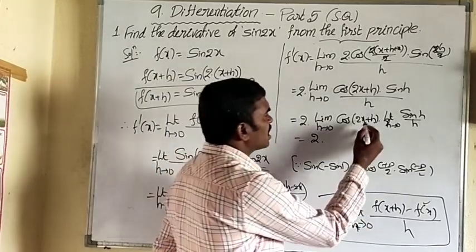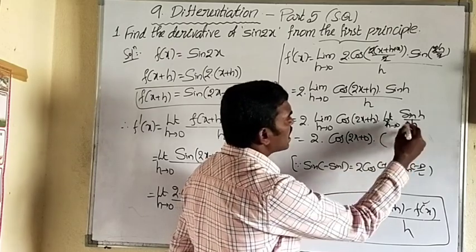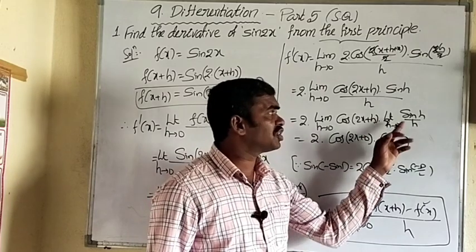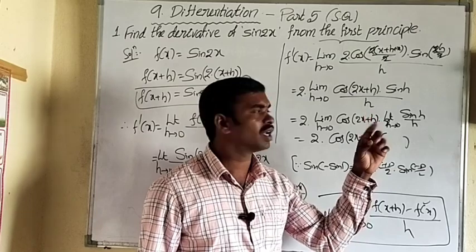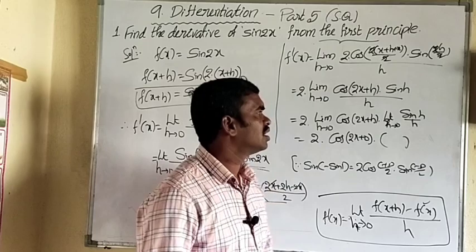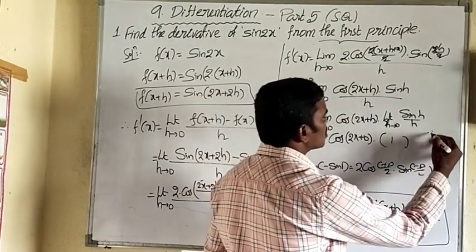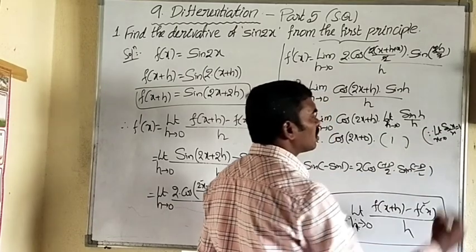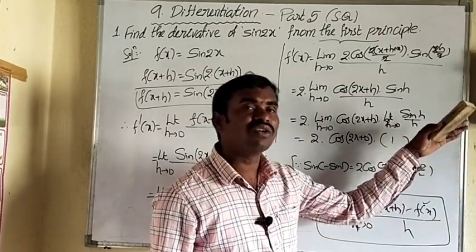Which is called 2 into, see, h value is 0, can we substitute here? No problem, yes we can substitute. So 2x plus 0 into, what about sin h by h? Of course we know the limit x tends to 0 sin x by x is 1, am I right? Limits formula, once revise the limits formula. So like that sin h by h as h tends to 0 is 1. Write down, since limit x tends to 0 sin x by x is 1, according to that formula limit h tends to 0 sin h by h is also 1.